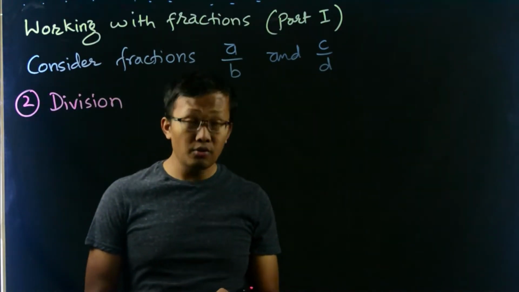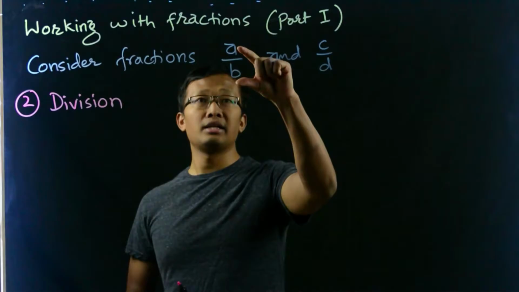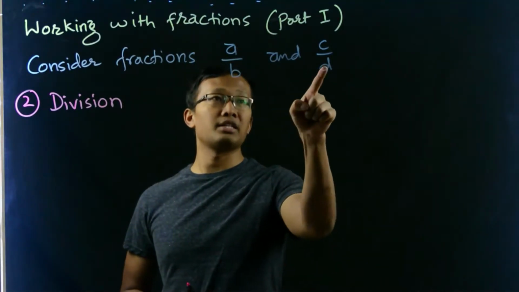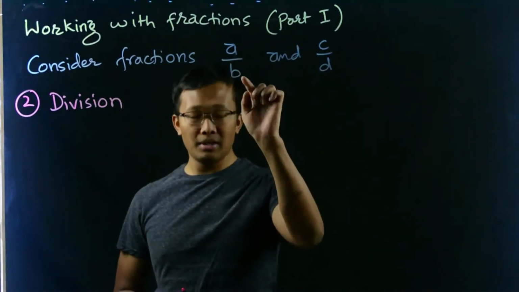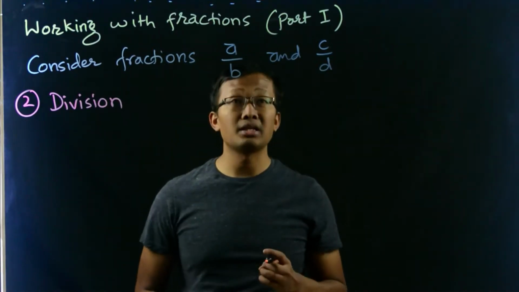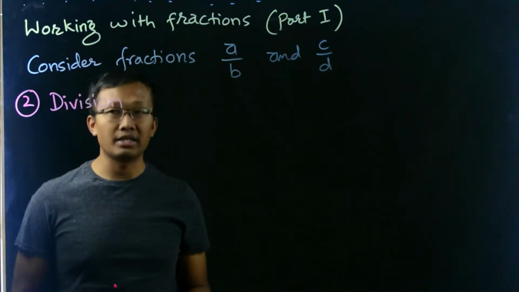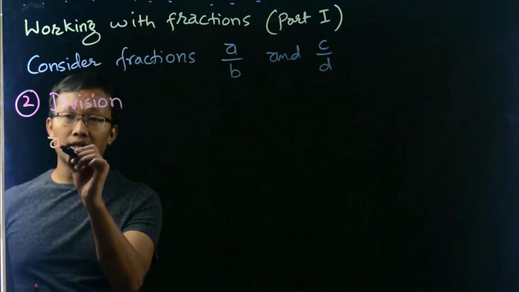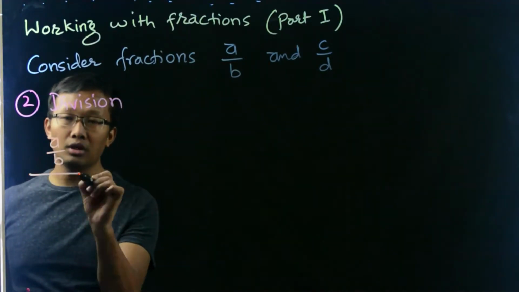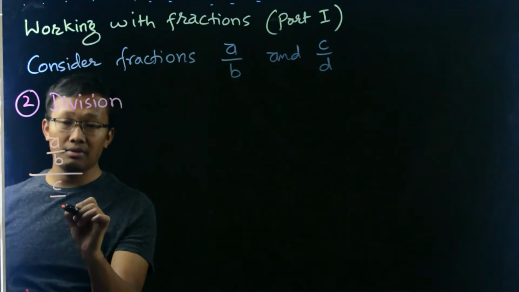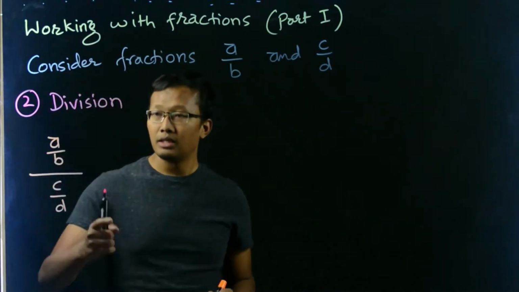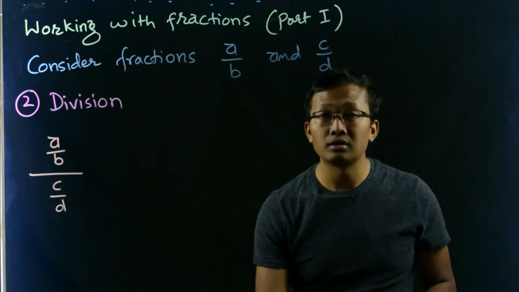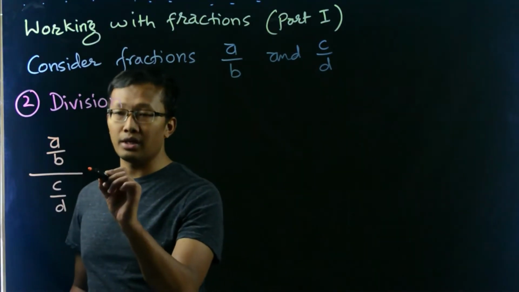The second rule is division rule. Suppose we want to divide this fraction by this one, that is a by b, we want to multiply by c by d. Well, we can write in this way: a divided by b whole divided by c divided by d. Okay. If you see this kind of fraction, then we can write in this way.